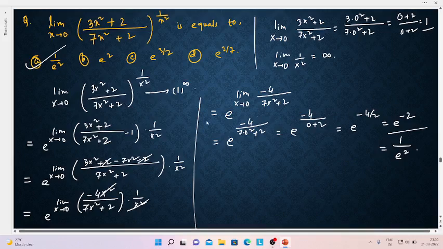So please note down the solution of that particular question. We have to move to the next question. So please write down the solution. I will wait for a few seconds, then we will move to the next question.